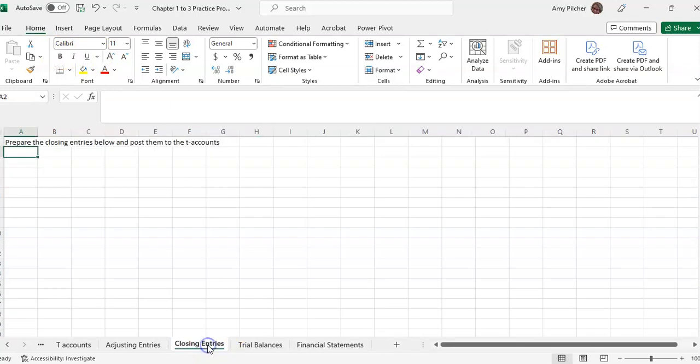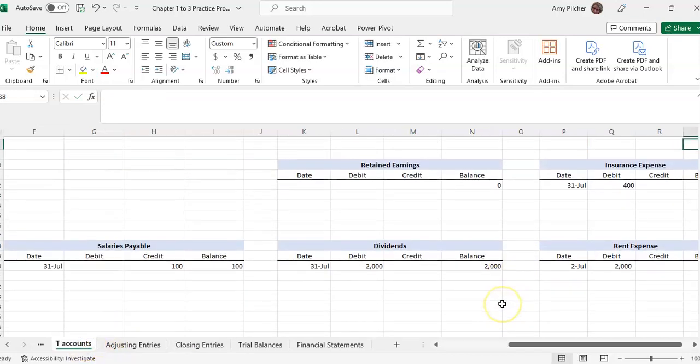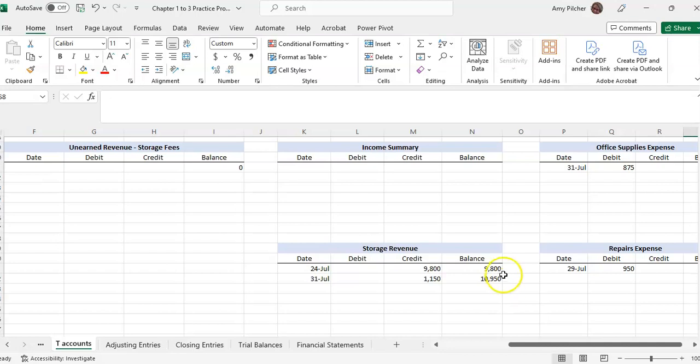Now we're going to complete our closing entries. So the first closing entry we need to do is to close our revenues account. Revenues has a normal credit balance. So our storage fee revenue is going to be the debit because we need to close that account to zero. And income summary will be our credit. So we have 10,950. We need that to be zero.